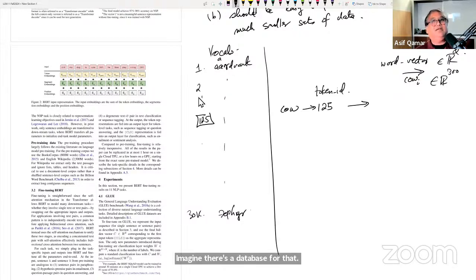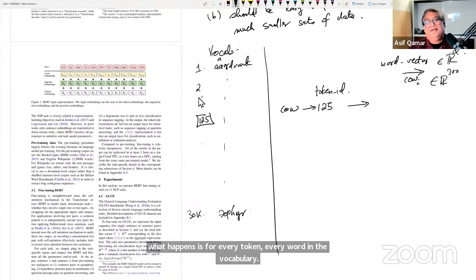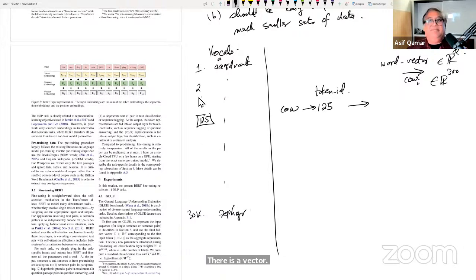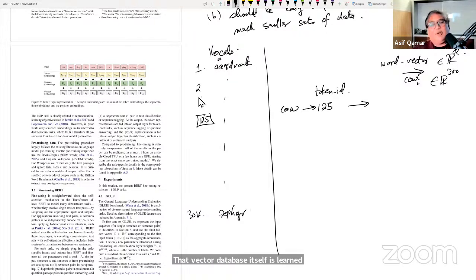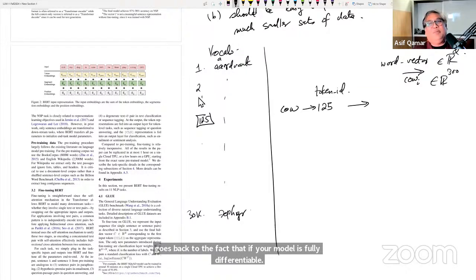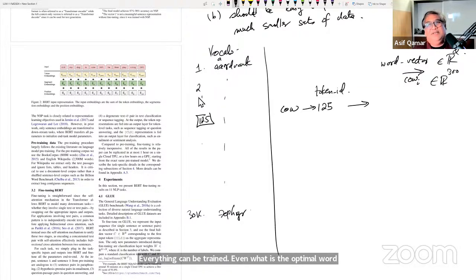So for every token, every word in the vocabulary, there is a vector. That is predetermined and you can look it up. At inference time it is predetermined. In reality, that vector database itself is learned. The word vectors are learned in the process of training BERT. So that's a bit of technical magic. And how does it do it? The answer ultimately goes back to the fact that if your model is fully differentiable, everything can be trained. Even the optimal word vector in the language can be trained.